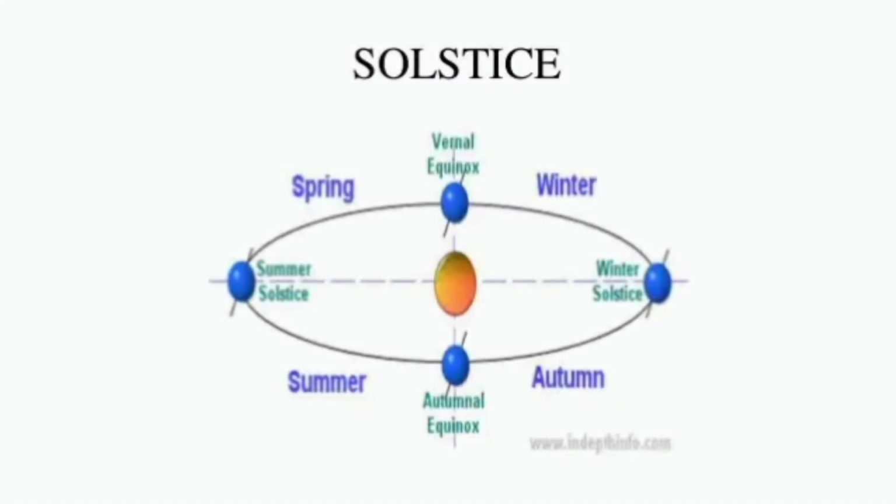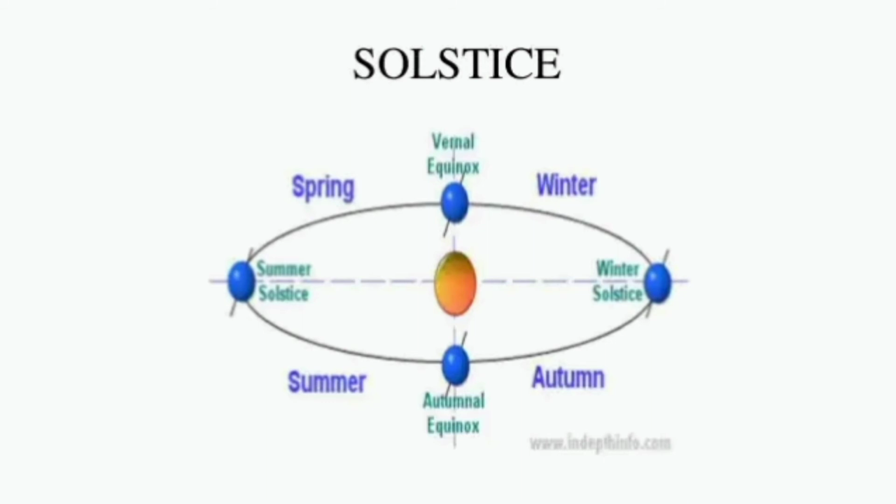On June 21st, the sun reaches its highest and northernmost position in the sky at noon. This moment is called the summer solstice. At the summer solstice, the sun's rays fall vertically on the Tropic of Cancer. On the day of the summer solstice, the northern hemisphere has the longest day and shortest night.